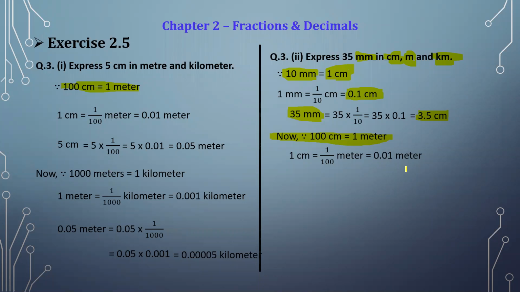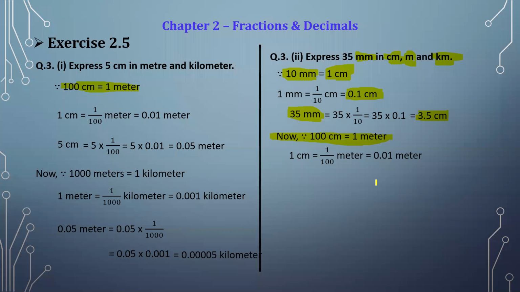Or you can also take 0.01 meter. So these are the conversions of centimeter to meter that we have already seen. Now we have to apply these conversions to our example. How to convert 3.5 centimeter into meter?